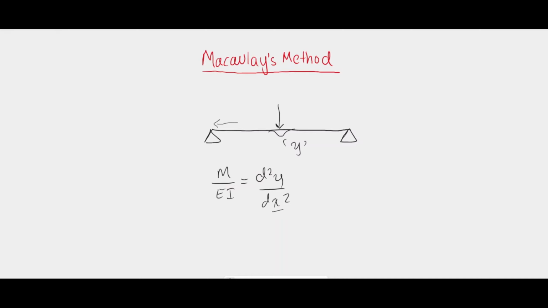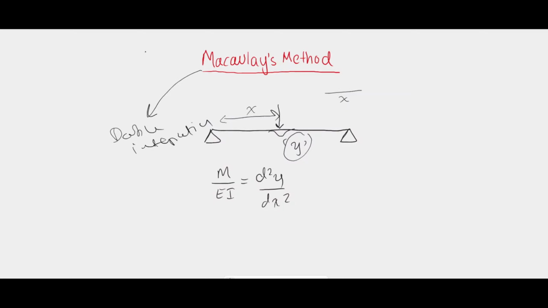X can be the length of the beam at any given point. This is because the deflection doesn't occur at a specific point, but over x, which is the span of the beam. Therefore, you will have to double integrate in order to find the deflection y at any given point. So whenever you think of Macaulay's method, you should always remember the word double integration.